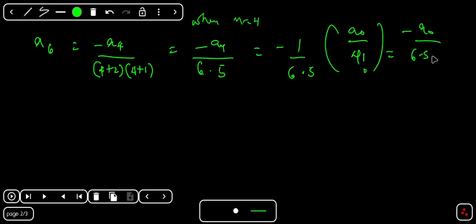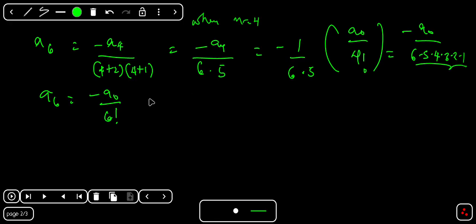So this will be equal to minus a naught over 6 times 5. 4 factorial is 4 times 3 times 2 times 1. And this automatically gives 6 factorial. Okay, so we have a6 is equal to minus a naught over 6 factorial. And so on and so forth like that. Okay, so that's that about the even coefficient.